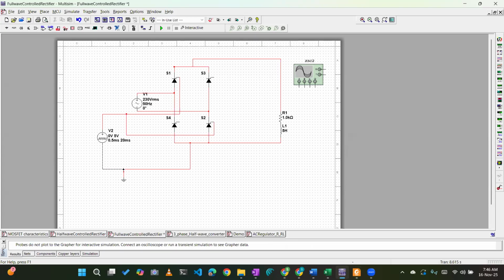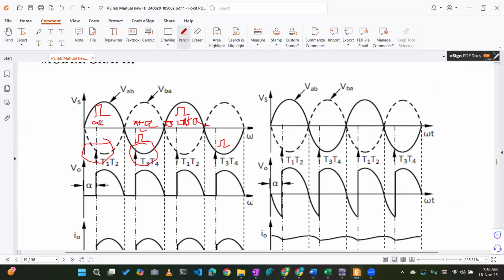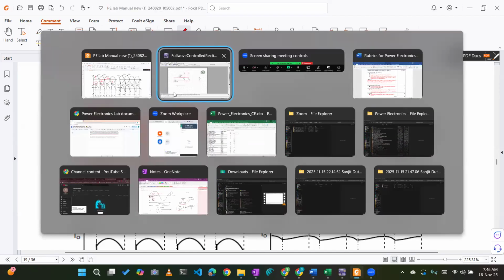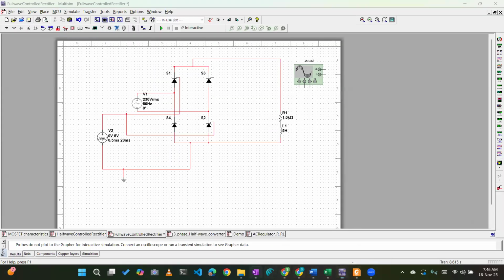Alpha is the angle delay. Suppose I said 45 degree here. This alpha is 45 degree. Then last time we discussed the calculation also regarding this.